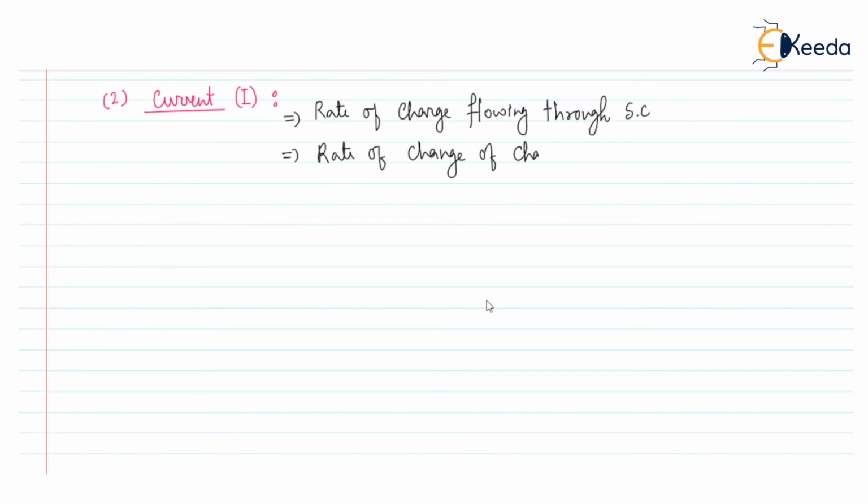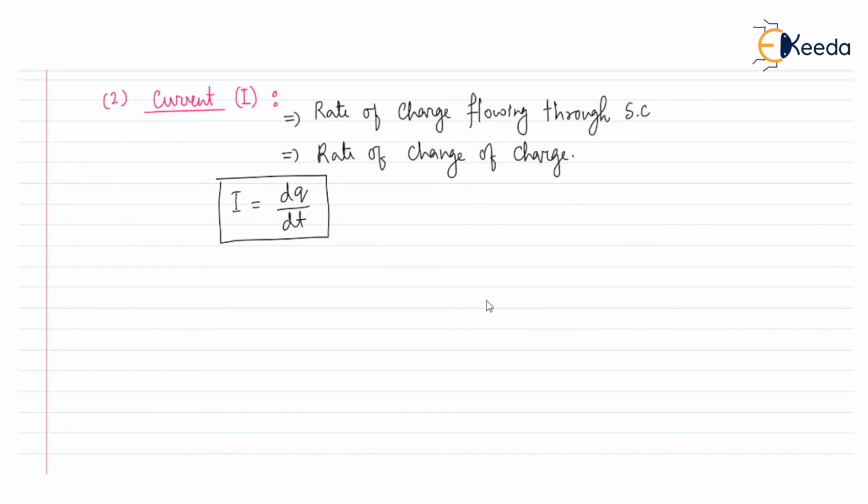Now we can write this I in equation form as the rate of change of charge, that is the charge changing with respect to time, dq by dt. Change of charge with respect to time, per unit time.